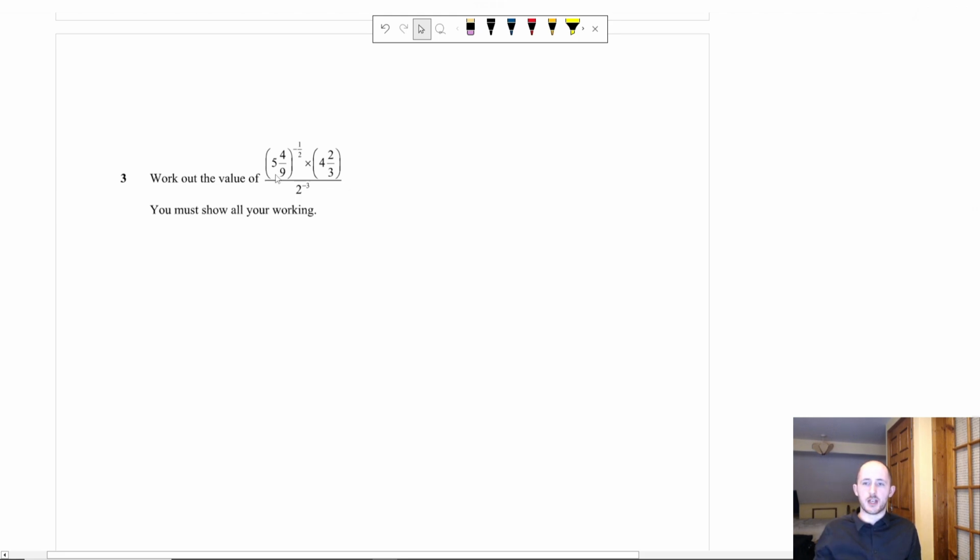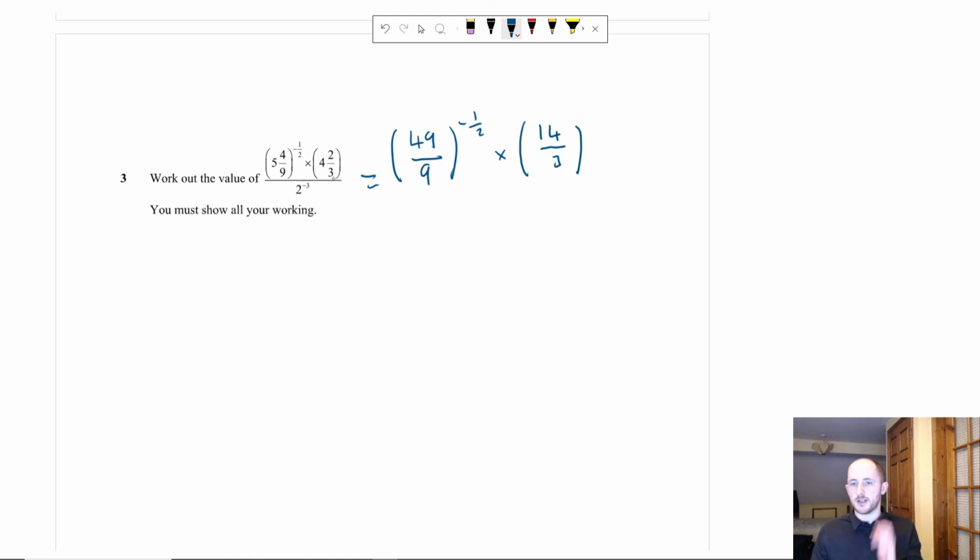So what I'm going to do is change them all into improper fractions. So I'm going to keep that bracket there because I'm not doing anything with the bracket. I'm just changing into improper fractions. So to do that, you take the whole number and you times it by the denominator. So 5 times 9 is 45. Add the numerator, so that's 49, and you put it over the denominator. And again, I'm not really touching that at all. Do the same thing with this one. 4 times 3 is 12, plus the 2 is 14 over 3. Perfection. And that's going to be over 2 to the minus 3. And for now, I'm not going to touch that because that looks a bit ugly.